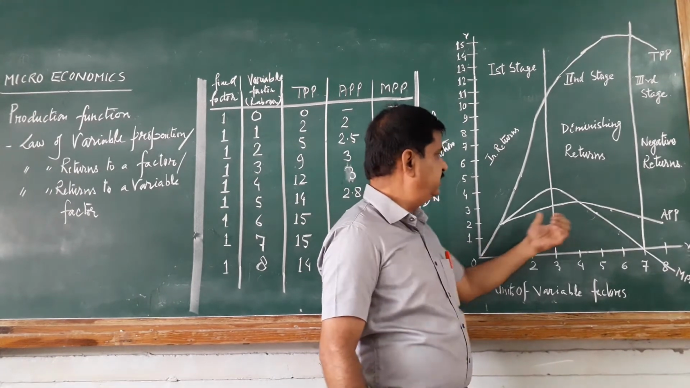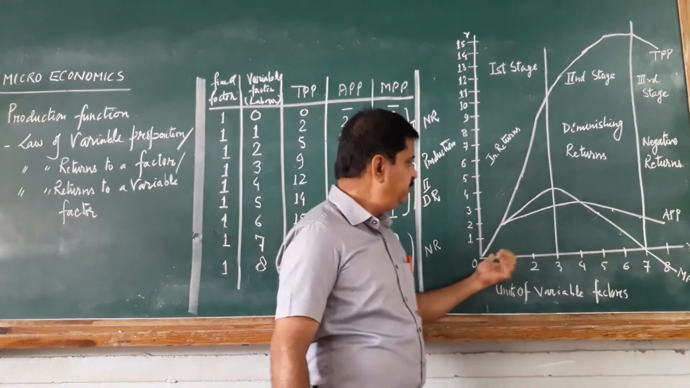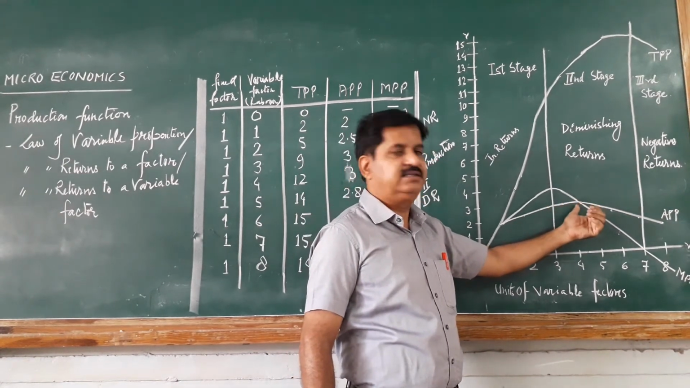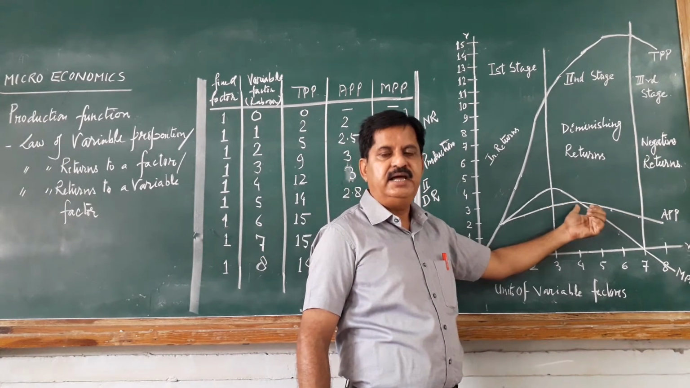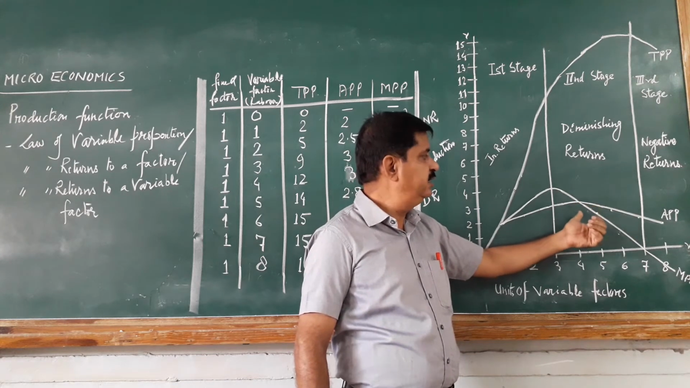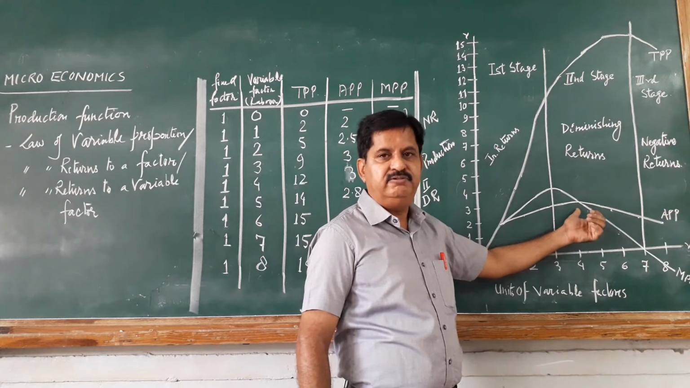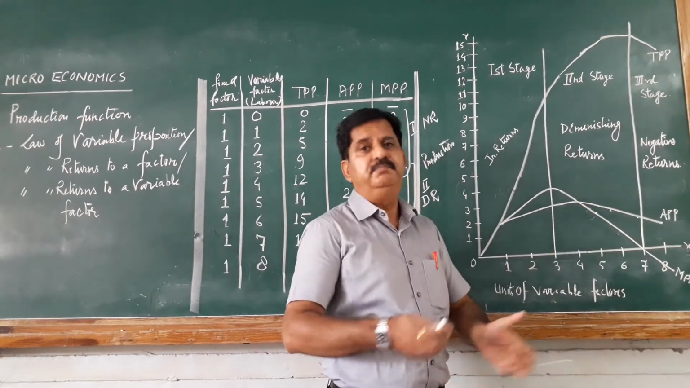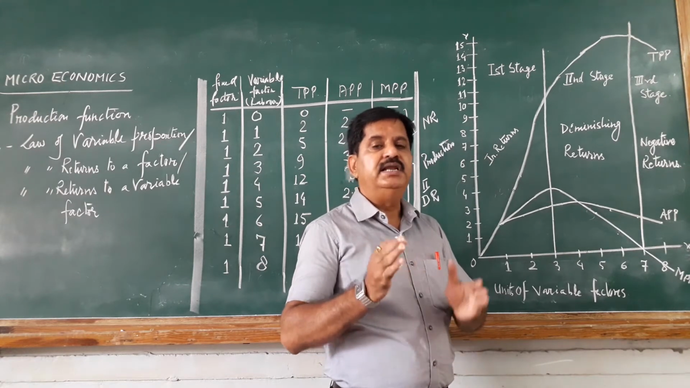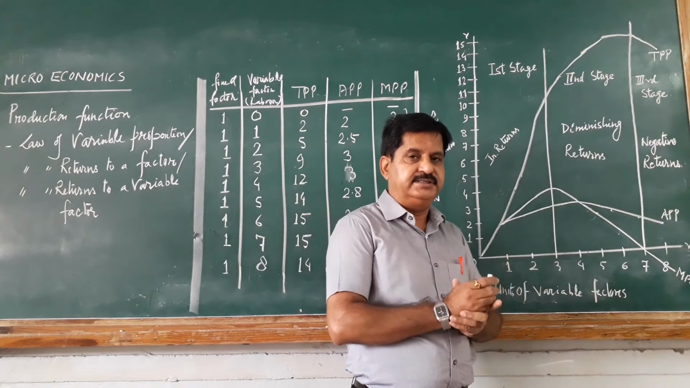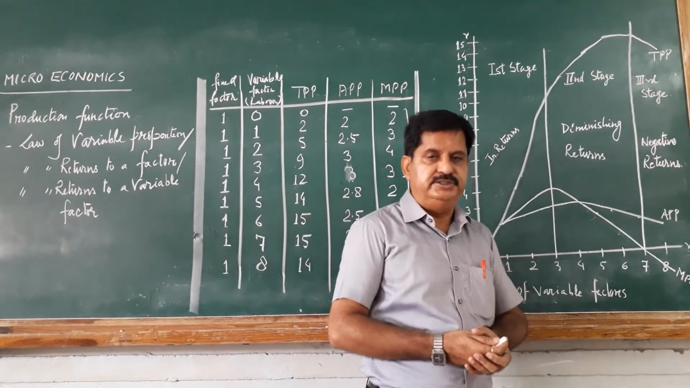Then we see the third, APP. APP goes on increasing till it meets the MPP. As soon as the MPP and APP are equal, after that APP will start falling. And remember that APP never touches the x-axis. It means APP never becomes 0.